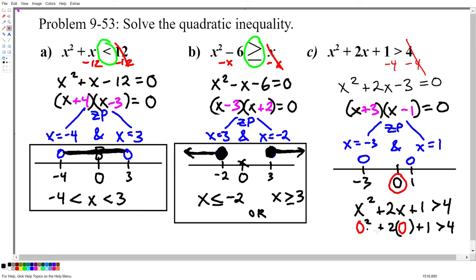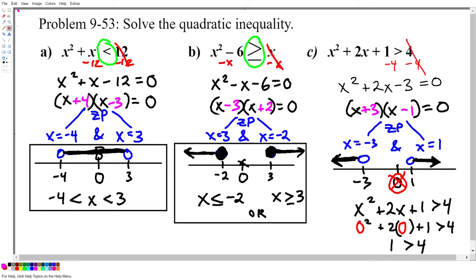Now, is this true? Let's see. 0 squared plus 0 plus 1. We get 1 is greater than 4. Is 1 greater than 4? Absolutely not. That is not going to work. 0 is not a solution. So we can go ahead and say region B is not going to work out. Region B in the middle is not going to be a solution. So our final answer must be, if we did the algebra correctly, in region A and region C. Let's test our theory.